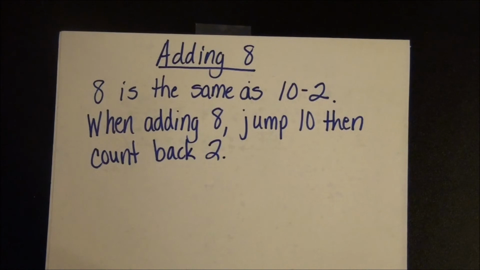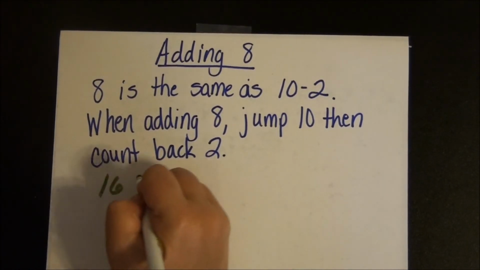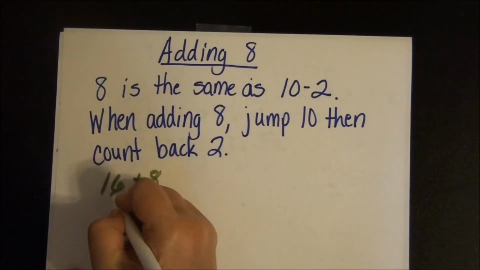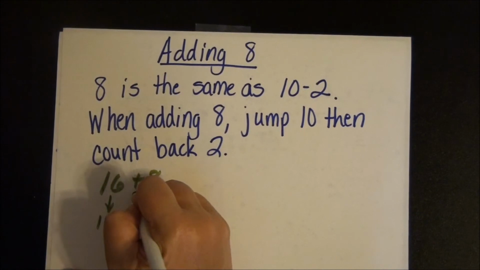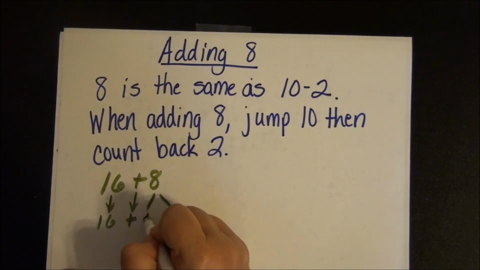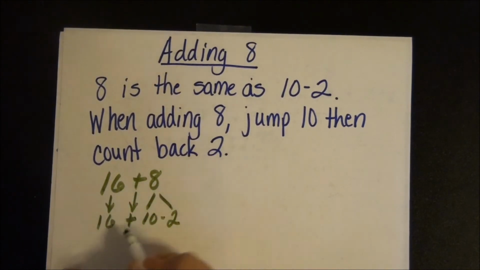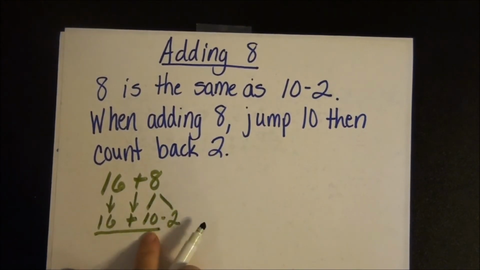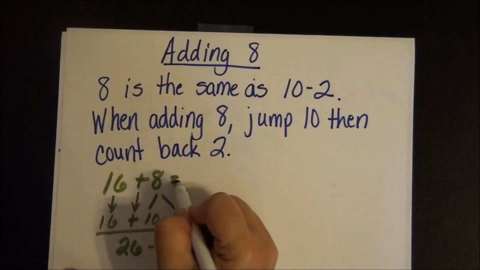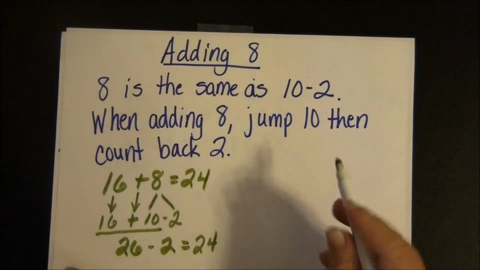Okay, let's do a couple of examples. 16 plus 8. So I'm going to keep my 16 and I'm going to add. Now I know that 8 is the same as 10 minus 2. So I'm going to jump 10. 16 plus 10 is 26. Minus 2, if I count backwards 2, that's 24. So 16 plus 8 is 24.